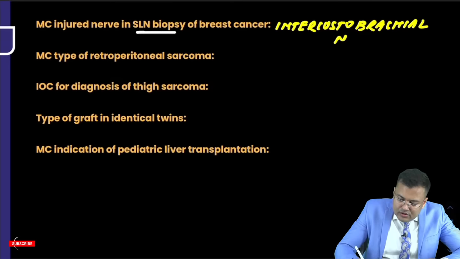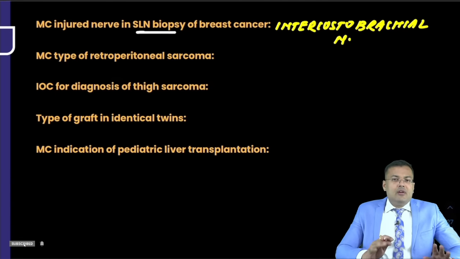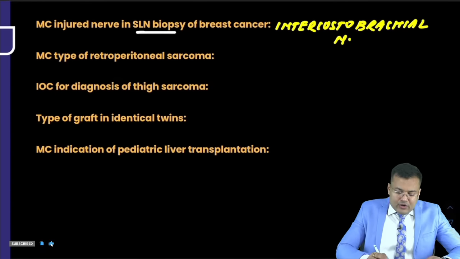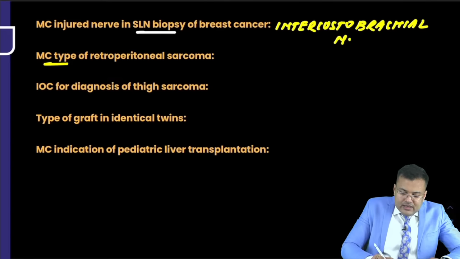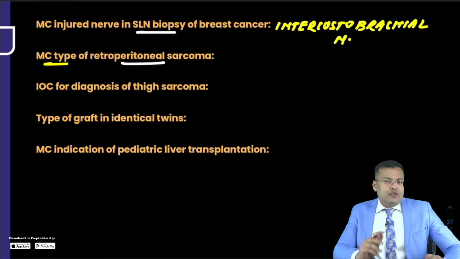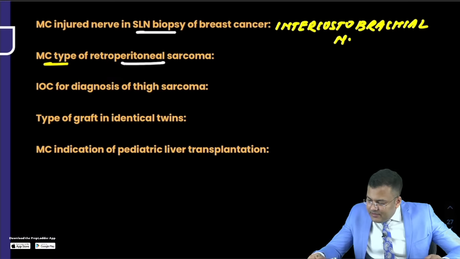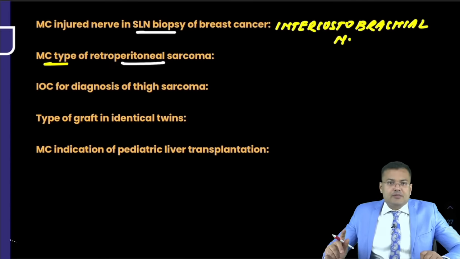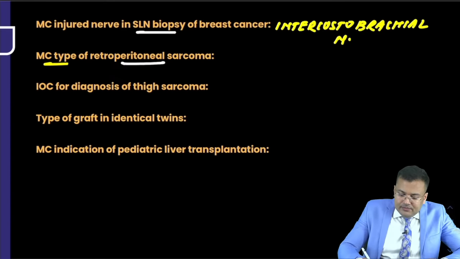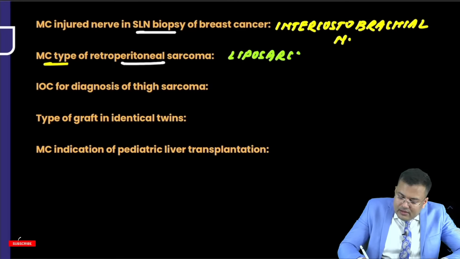Tell me, most common retroperitoneal sarcoma. This was asked in latest exam. In retroperitoneum, what is the most common type of sarcoma? Let me see the first person who is going to reply. Dr. Joy is the first person. Liposarcoma. This is liposarcoma.